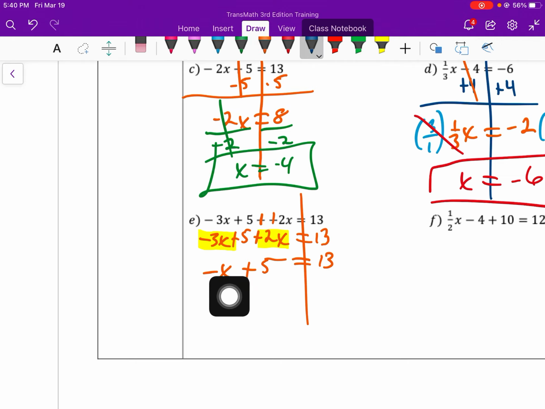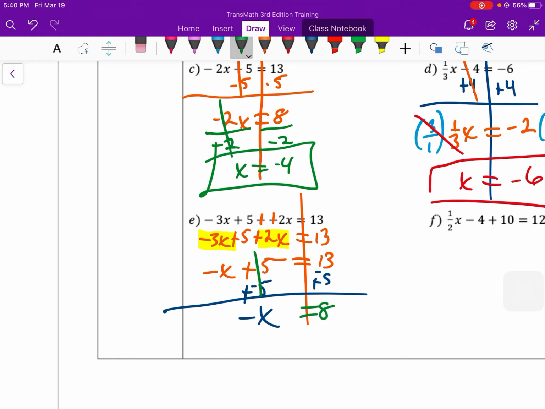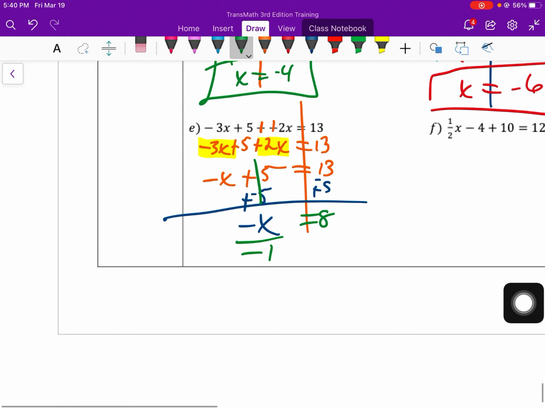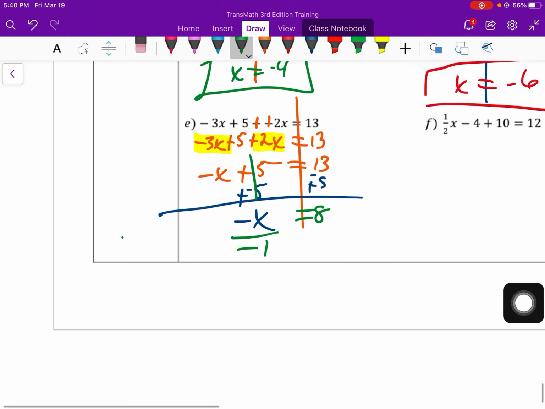Now I have combined my like terms and simplified, so I'm going to simplify to solve for x. Adding 5, so I'm going to add a negative 5, or subtract 5 to both sides. Therefore, it's negative x, because these simplify, equals 13 plus a negative 5, or 13 minus 5 is 8. Then I need to divide by negative 1, because I just want x by itself. Negative x is the same thing as negative 1 times x. So that simplifies to x equals, divided by negative 1, negative 8.